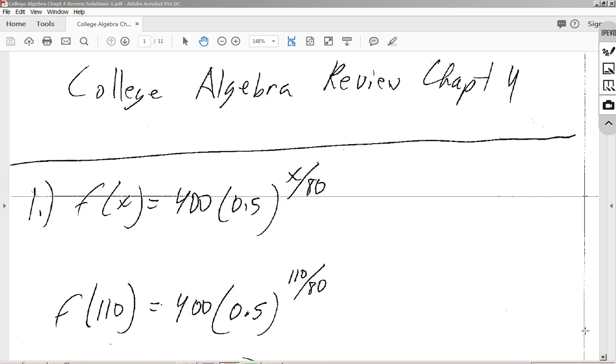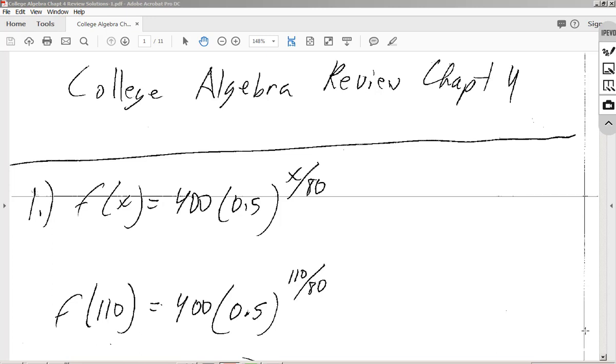Okay, on problem number 1, it says we have the function f of x equals 400 times 0.5 to the x over 80 models the amount of pounds of a particular radioactive material stored in a concrete vault, where x is the number of years since the material is put in the vault. Find the amount of radioactive material in the vault after 110 years, round to the nearest whole number.